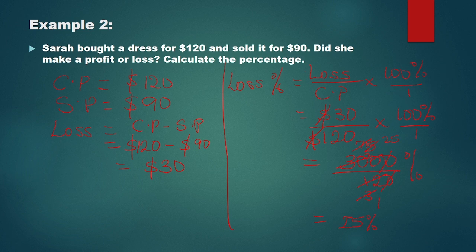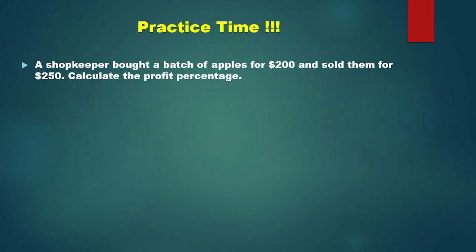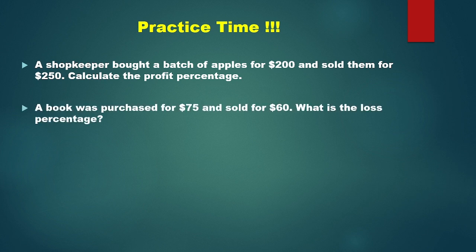It's practice time. So I need us to pause the video and try out this practice question. A shopkeeper bought a batch of apples for $200 and sold them for $250. Calculate the profit percent. Another question. A book was purchased for $75 and sold for $60. What is the loss percentage?